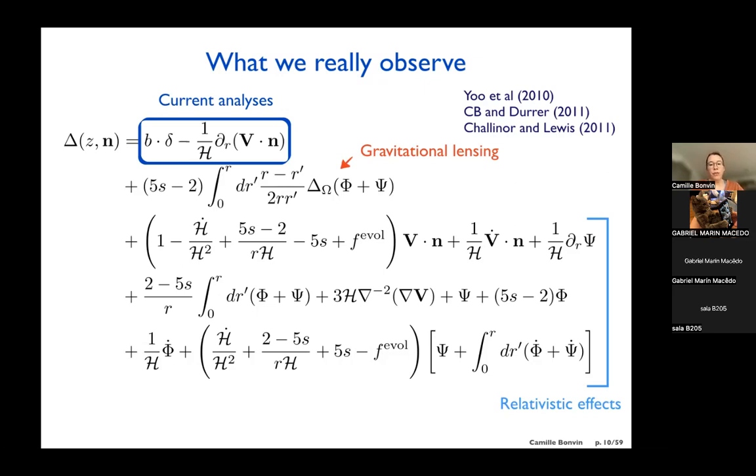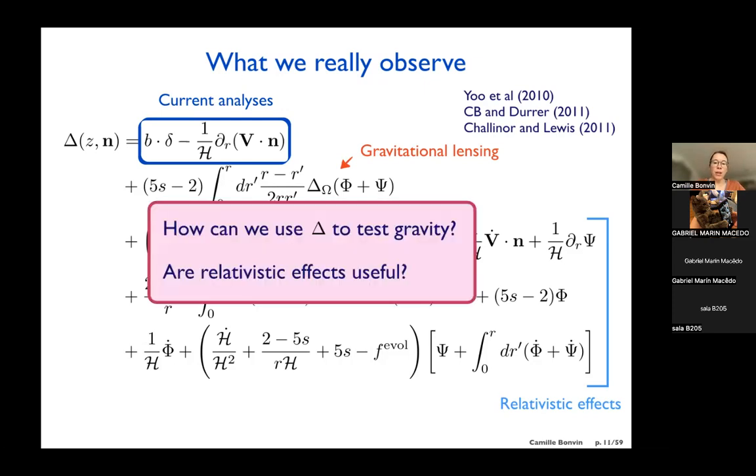But we will have a lot of future surveys that are already under construction or planned for the next few years, like Euclid, DESI, the Square Kilometre Array. And with these surveys, these other terms will become important. Gravitational lensing will become important at high redshift, and relativistic effects will become important when we have a large volume of observation. And so the question that we can ask ourselves is, how can we use this expression, this delta, to test the theory of gravity?